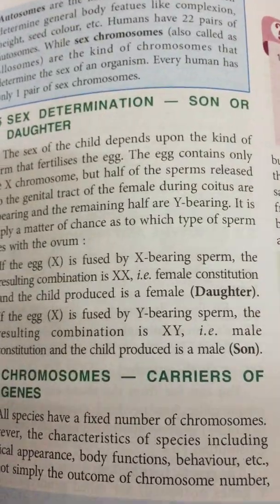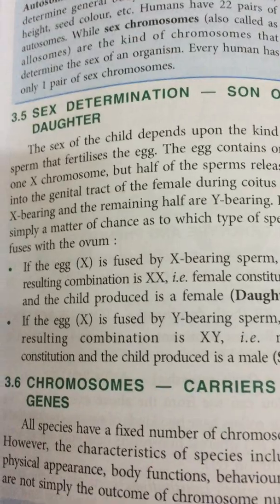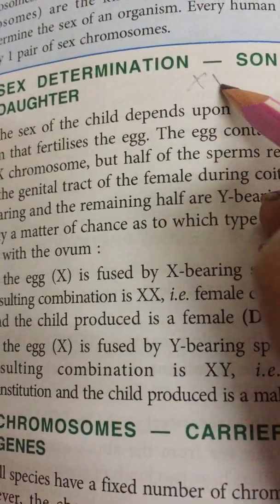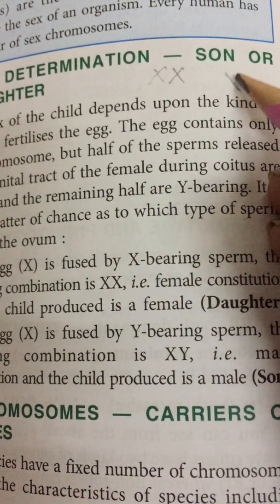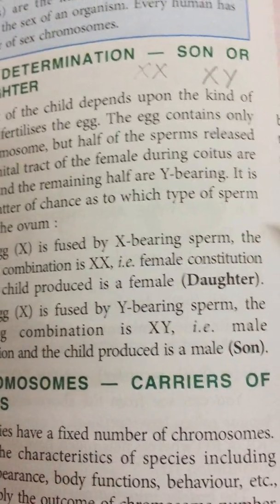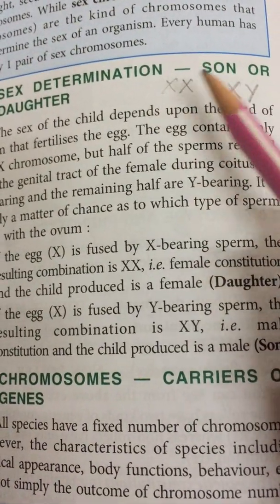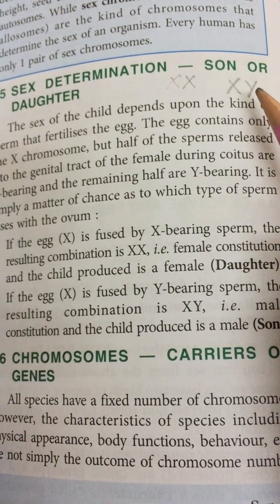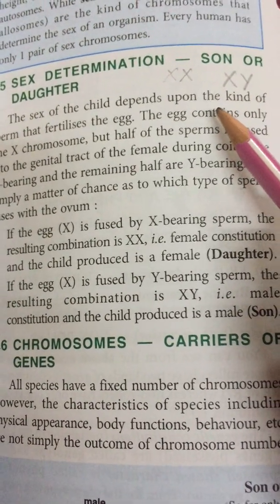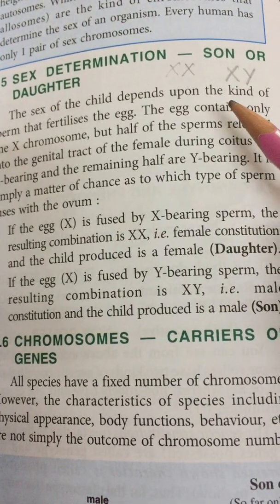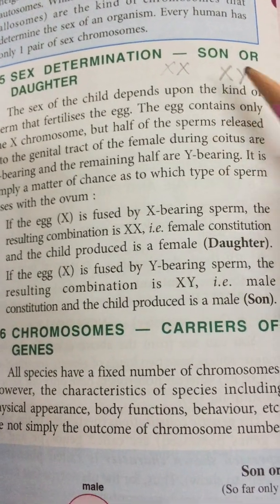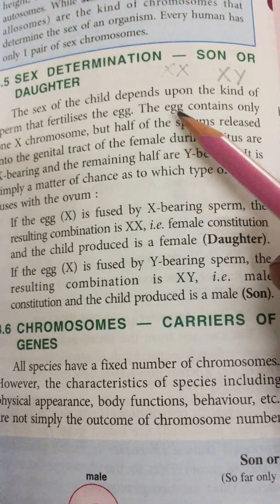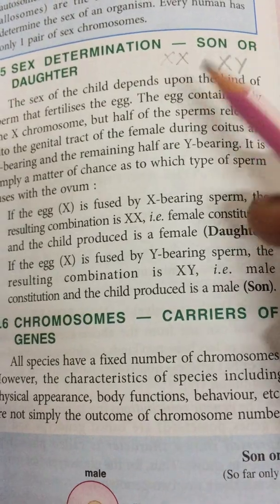Next, we'll move on to sex determination, son or daughter. Just now it was explained to you that if it is XX type, it is a girl, and if it is XY type, it is a boy. But who determines the gender or the sex of the individual? Now, it is a common myth or ignorance in society. They believe that it is the mother who determines the gender of the child, because the mother gives birth to the child. But it is not so. Actually, it is the father who determines whether the child born is a son or a daughter.